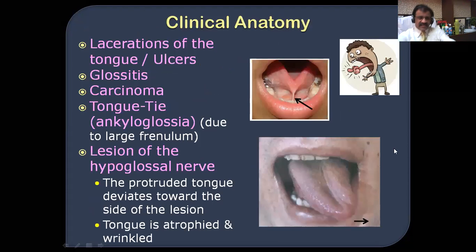Now what is the clinical anatomy of the tongue? The main thing is lacerations of the tongue. Laceration, you know this word now since you learned FMT, means abrasion wounds. And ulcers means oral ulcers, mouth ulcers. Another is glossitis. Glossitis means inflammation of the glossa, that is the tongue. Another is carcinoma, which means malignant tumor of the tongue.